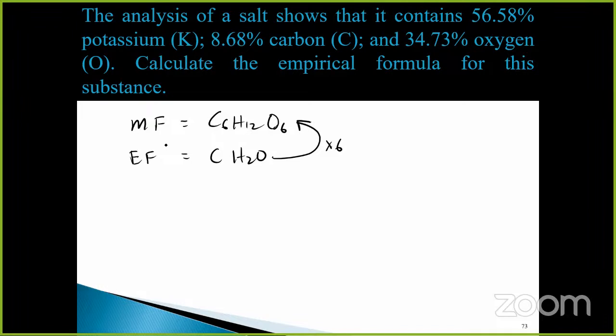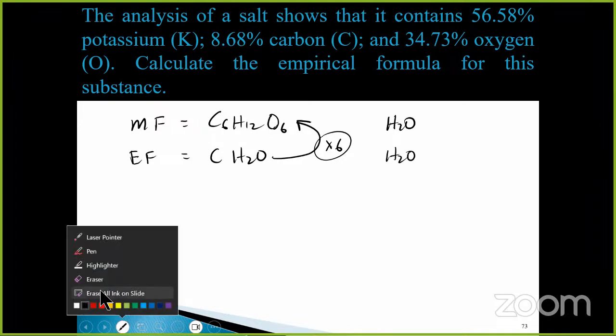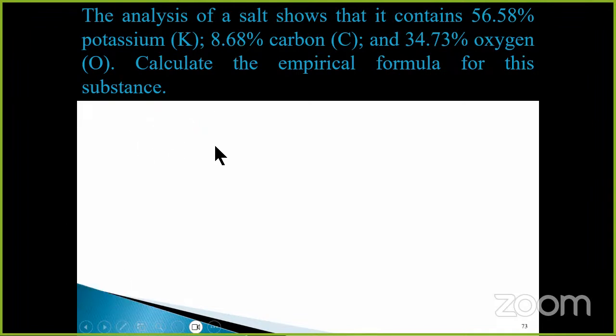In some cases, the integer is 1. For example, in the case of water, the molecular formula is H2O and the empirical formula is H2O. In the case of water, they're both the same. In other cases, like glucose, you have to multiply by a particular integer. It could be 6, 5, 4, 10, whatever. Okay, what this question is asking for specifically is the empirical formula for this compound. So let me erase what I just wrote here and get started on this problem.